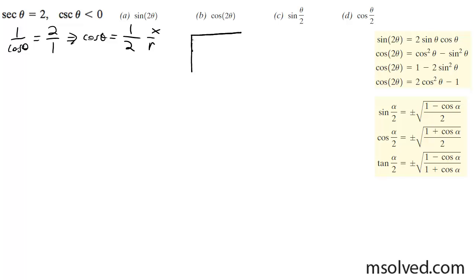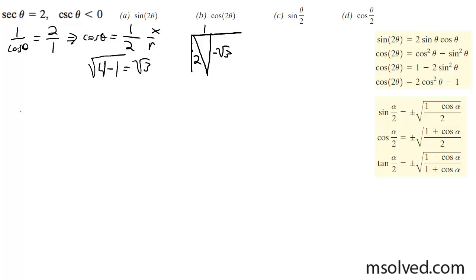So this means that we're going to have 1 here, and then to figure this out, we take the hypotenuse squared, so 4 minus 1, and then take the square root of that, which is equal to the square root of 3. So right here we're going to have negative square root of 3, we're going to have 1, and we're going to have 2.